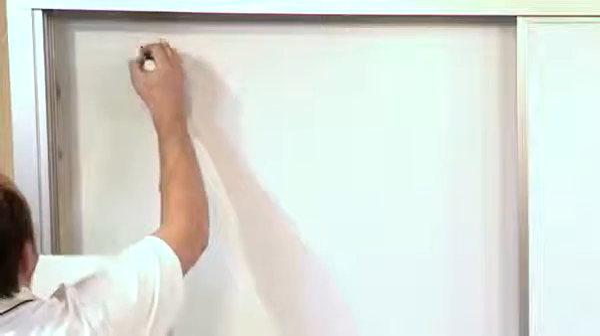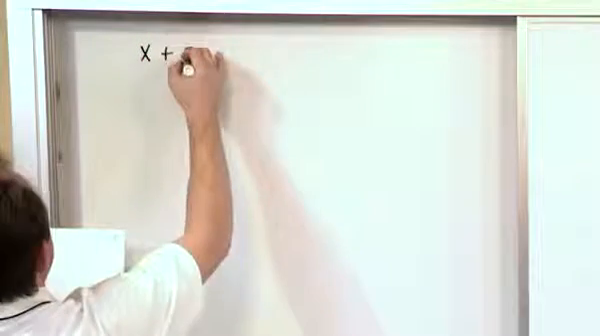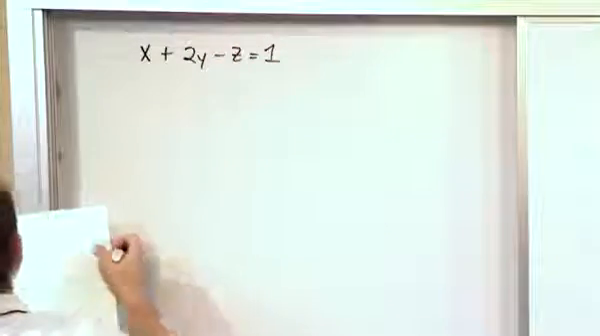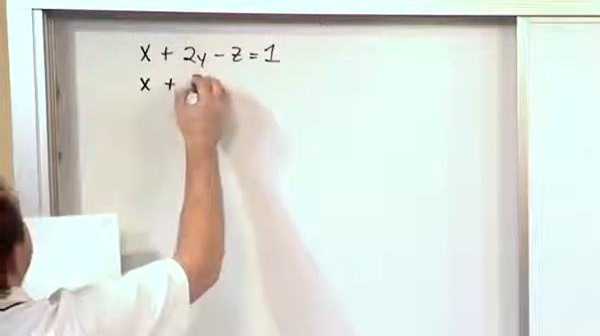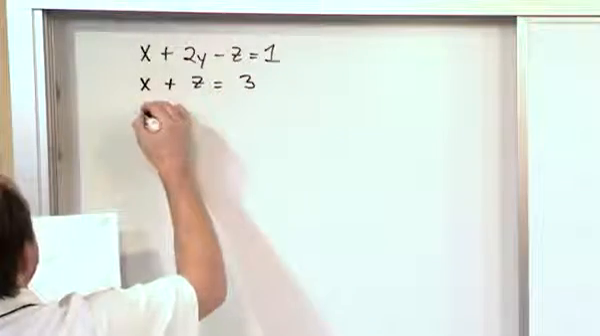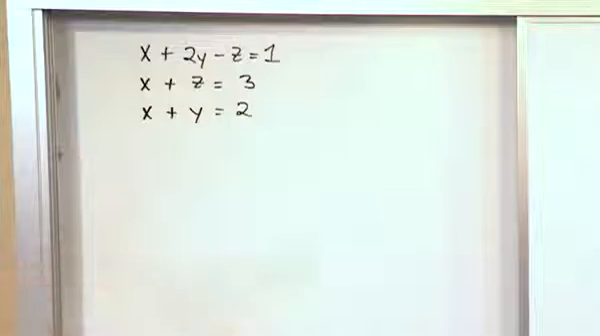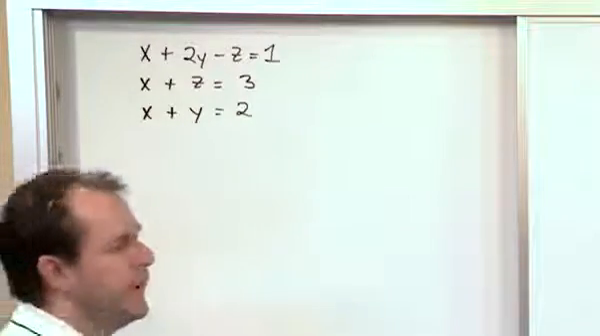It's not going to look too special at first. So we'll have x plus 2y minus z is equal to 1. Then we'll have x plus z is equal to 3, and x plus y is equal to 2. Now you would never know by looking at this. There's no way that you can know by looking at this.